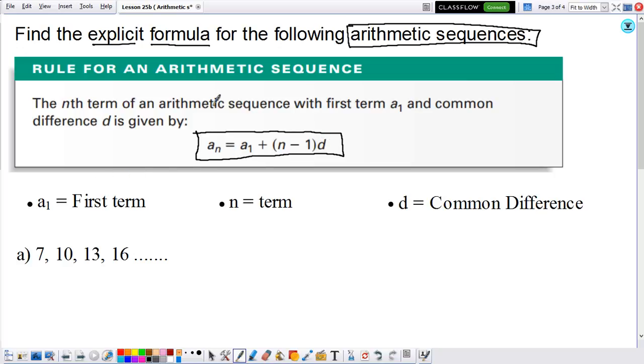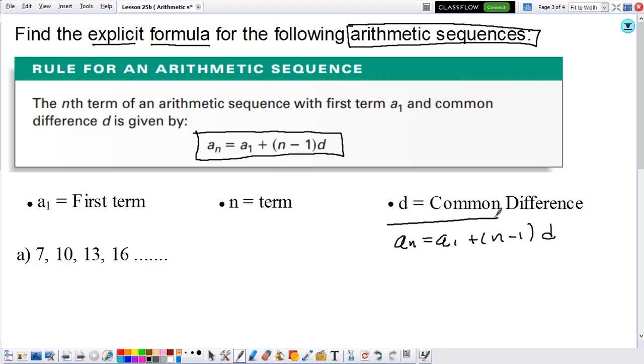So now, if we want to find the explicit formula for an arithmetic sequence, all we need to know is just these three items. We need to know the first term, we need to know the term that we're looking for, and we need to know the common difference. So now, we will use, well, let's write down the explicit formula. Because I'm going to be scrolling down. So this is how the explicit formula is going to look like.